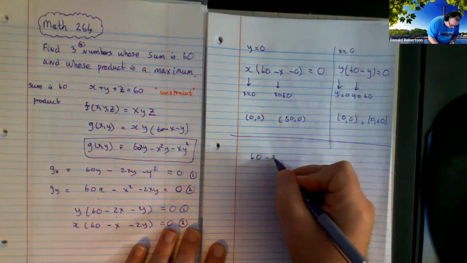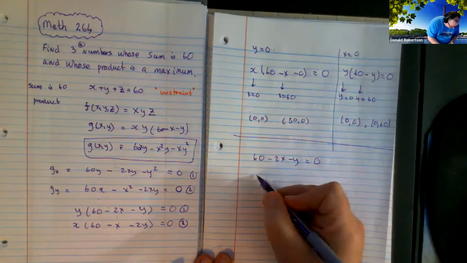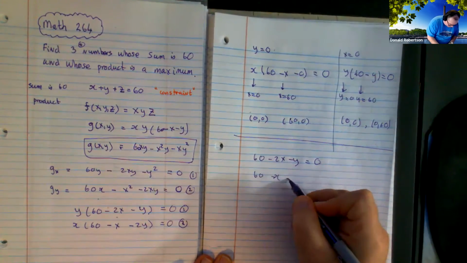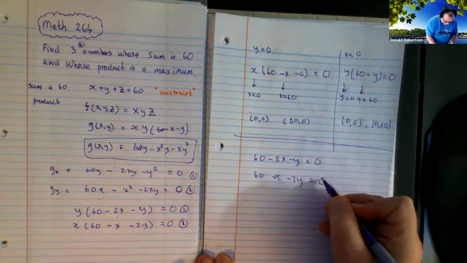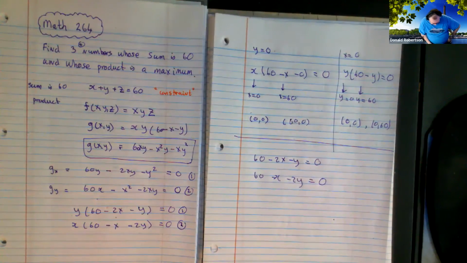I have 60 take away 2x take away 2y could be 0, and I have 60 take away x take away 2y could be 0. And this is essentially a system of equations. I can solve it by two basic methods. I can do what's called the addition method, sometimes called the elimination method, or I could do the substitution method. They both work. It's six of one, half a dozen of the other, how you're going to do it.